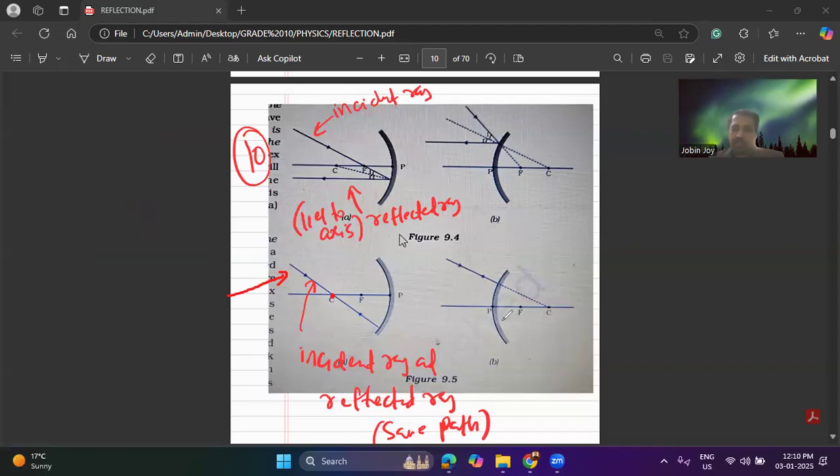In the case of convex mirror, this is the incident ray, and the incident ray is passing through the center of curvature. The reflected ray will follow the same path. This is the reflected ray. The reflected ray will also follow the same path. Okay.